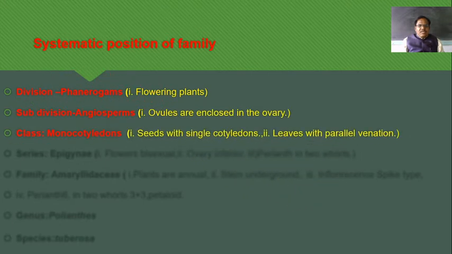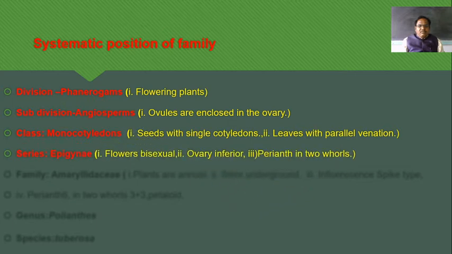The division is Phanerogams, that is, the flowering plants. Then the subdivision is Angiosperms, that is, the flowers are so attractive and ovules are enclosed in the ovary. The class is Monocotyledons, which have their own characters: seed with a single cotyledon, leaves with parallel venation, and one more thing, flowers are always trimerous. They show the calyx and corolla in the form of 3.